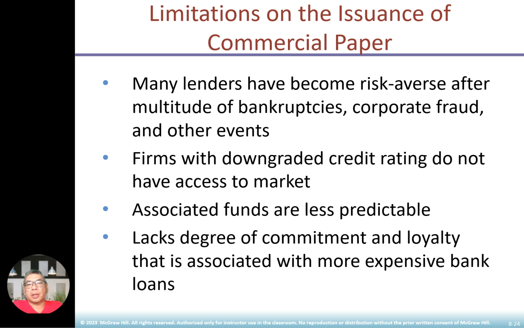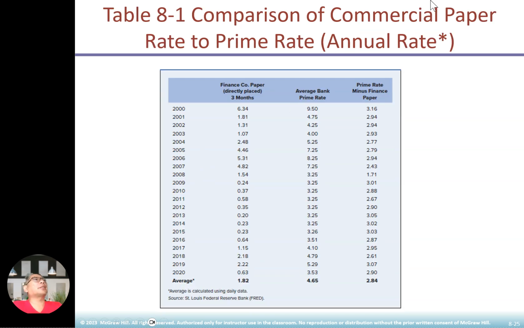Okay, this is an example of the commercial paper rate compared to the prime rate, annual rate. You get this paper here, 3 months, and the prime rate here is 9.5%. Prime rate minus finance paper, so you get 3.16%. The average here shows you the average of the prime rate here. This is the prime rate minus the finance paper.